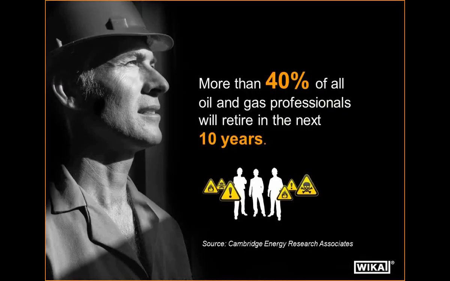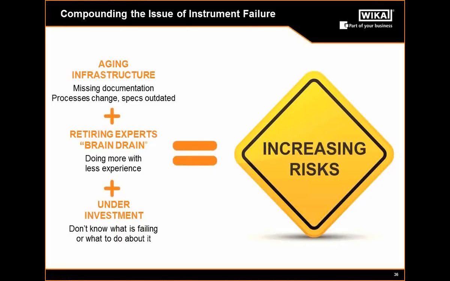Additionally, the very people who have come along through these plants who possess the knowledge of gauge application are retiring in record numbers. More than 40% of all oil and gas professionals will retire in the next 10 years. These things compound on each other: the aging infrastructure, those retiring experts and the brain drain they're taking with them as they retire, and finally the underinvestment into what is actually causing gauge failure. Too many of these plants don't even know what's failing or what to do about it.